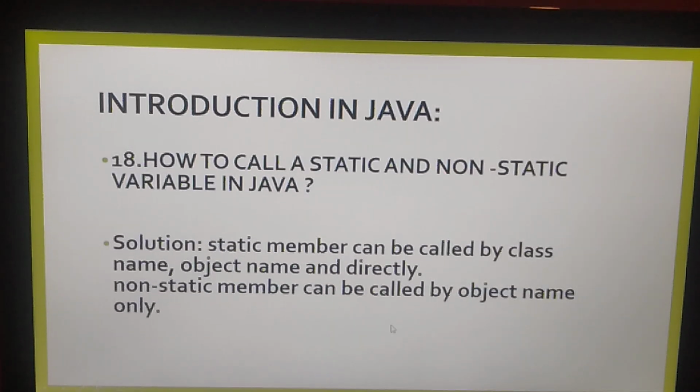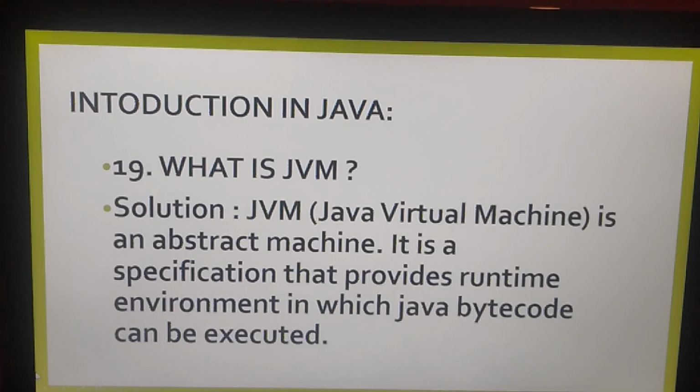Question 18: how to call a static and non-static variable in Java. Solution: a static member can be called by class name, object name and directly. A non-static member can be called by object name only. Question 19: what is JVM? Solution: JVM, Java Virtual Machine, is an abstract machine. It is a specification that provides the runtime environment in which Java bytecode can be executed.